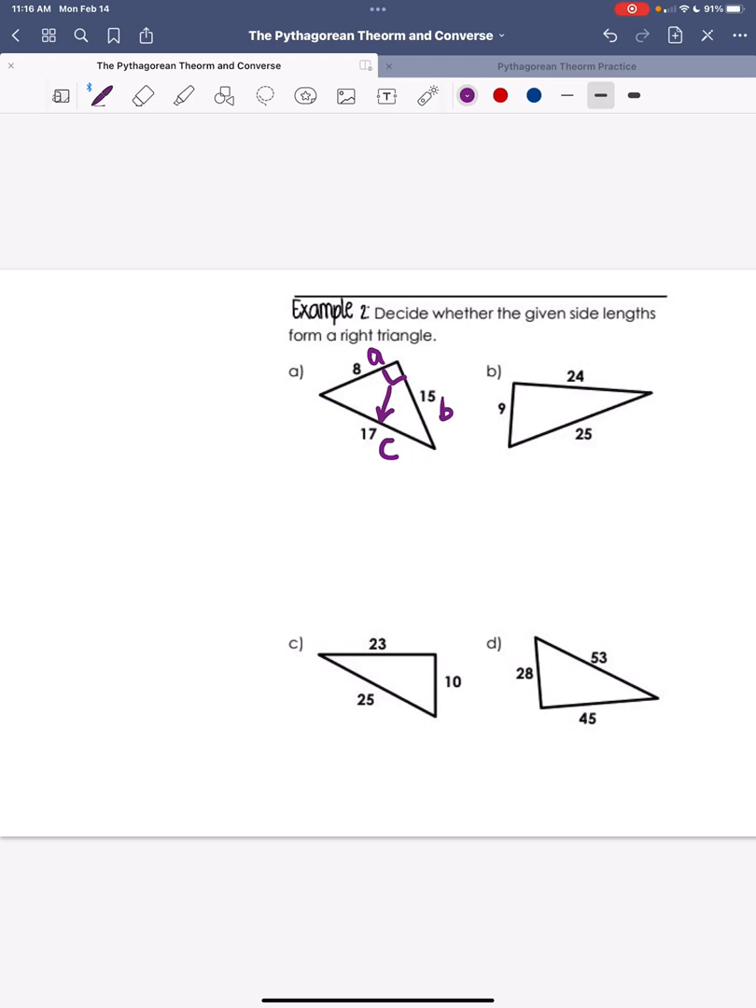So we want to make sure that that is C. Again, it doesn't matter for your legs which one is A and which one is B. So let's go ahead and set this up. We know that the converse of the Pythagorean theorem says that if a squared plus b squared equals c squared, then it should be a right triangle. So let's plug our numbers in. A, we're saying, is 8, so we're going to put 8 squared. B squared, we're going to put 15 in. And your c squared is 17 squared.